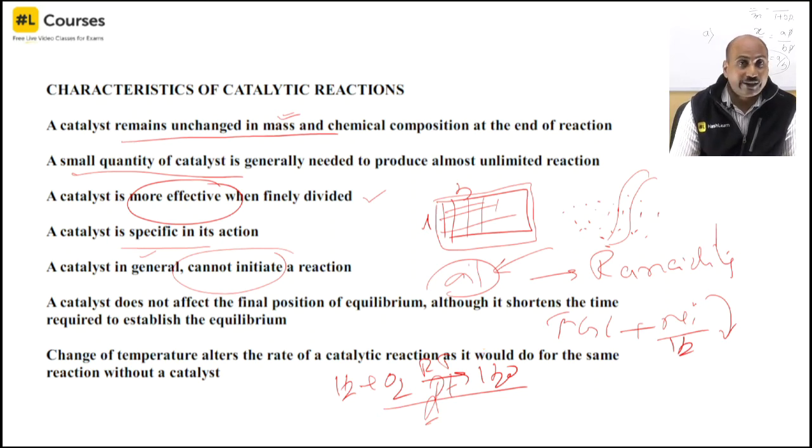So that means it cannot initiate, but some of the reactions require some kind of initiation from these catalysts. The next important role is that a catalyst does not affect the final position of equilibrium, although it shortens the time required to establish the equilibrium. This is very important. So by using a catalyst, I cannot make the equilibrium shift.